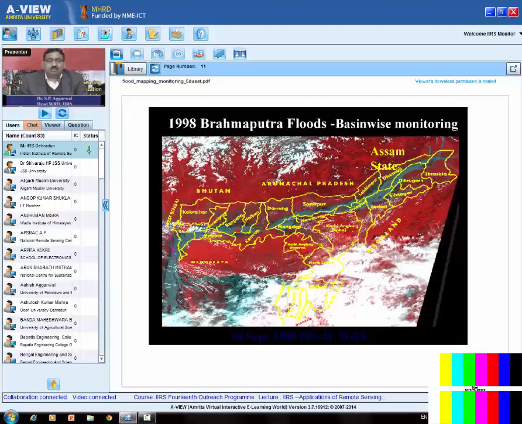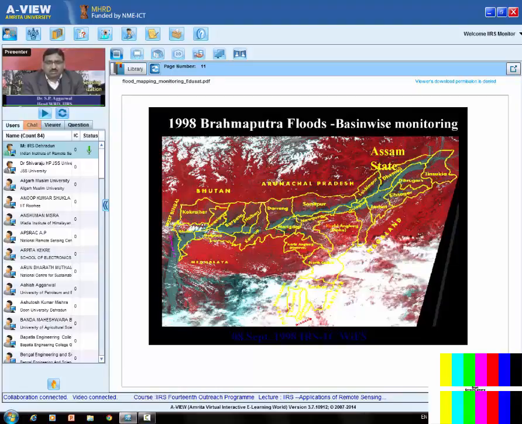Immediately you can find out which district is affected. For example, see here Barpeta district is affected. Sonitpur is little affected, Marigaon is affected, Karbi Anglong is not affected. Like that, once you superimpose, immediately you can find out which district is affected. So this is the first step: acquire the data, georeference the data, superimpose the district boundary. Now you start analyzing district by district.